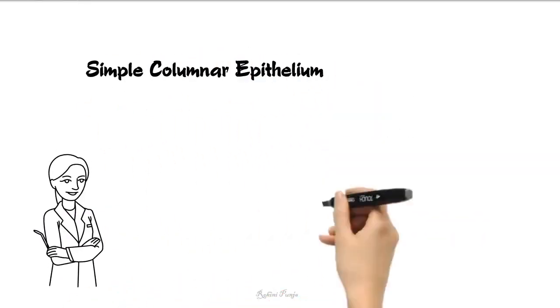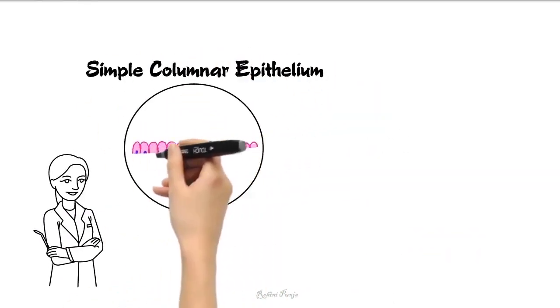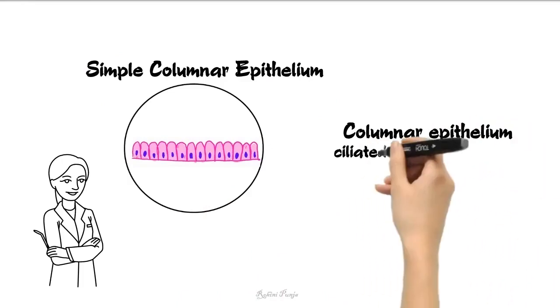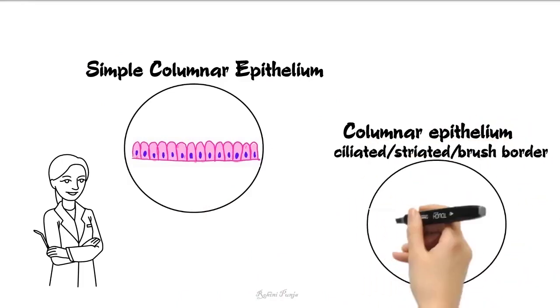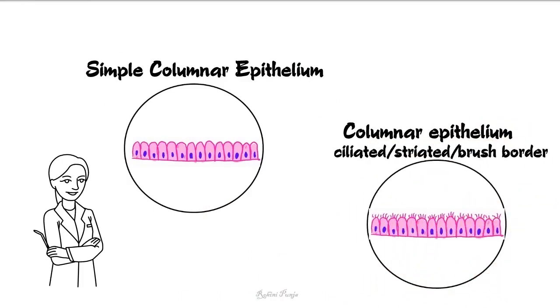Here's how simple columnar epithelium would look. Columnar cells with apical modifications such as cilia or microvilli would appear the same and can only be differentiated on an electron microscope.